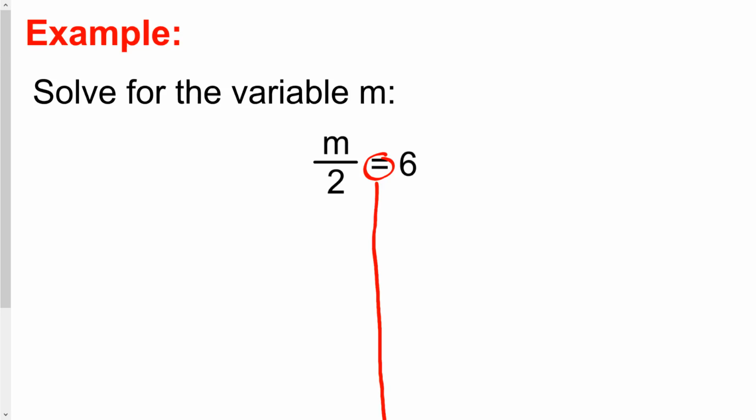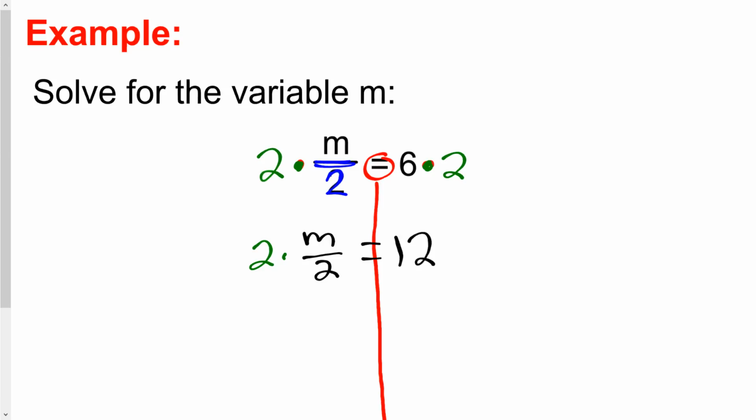I do see that it's a divide by 2. And how do you undo divide by 2? You do the opposite of divide, which is multiply. Make sure you're multiplying here. Instead of divide by 2, we're going to multiply by 2 on both sides. So on the left, I'm going to have 2 times m divided by 2 equals 6 times 2, which is 12.